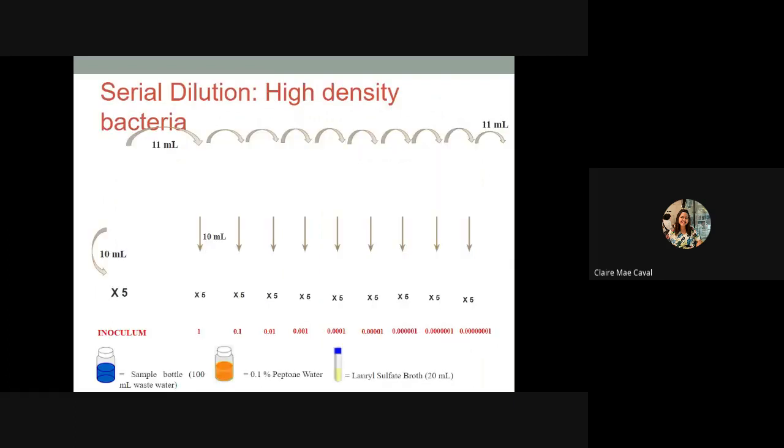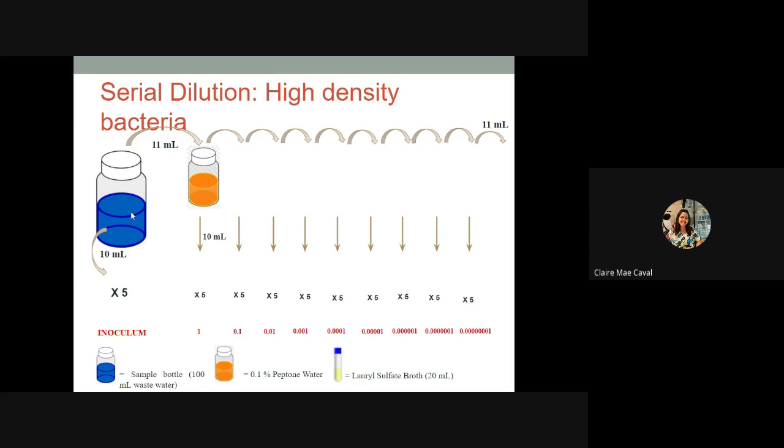So we will go over, this is for your wastewater. This is the time we already perform series of dilution. These are for high density amount of bacteria in wastewater and recreational water. So first, this is your water sample. You pipette 10 ml of your water sample into the 5 lauryl sulfate broth tubes, and then you transfer 11 ml into your peptone water. Of course, you will need here 9 peptone water and 50 lauryl sulfate broth.